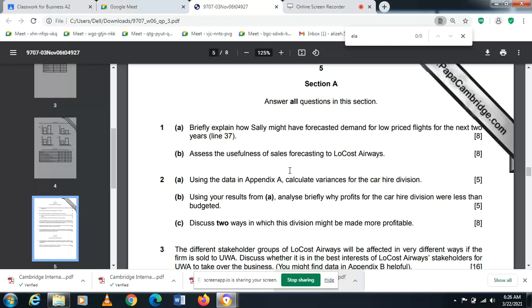Take as much information as possible from the case. This would be because of less awareness about the car hire because they have not spent much in promotion. So, budgeted and actual, there is a variance between them. And this shows that the promotion has not been very extensive. This has caused sales to fall, and with it, the profits have also been depressed. So, that is the analysis. Moreover means that you are going to continue the discussion.